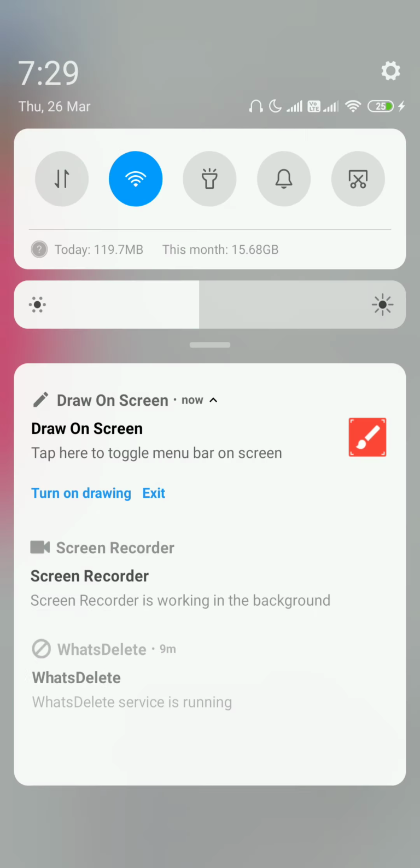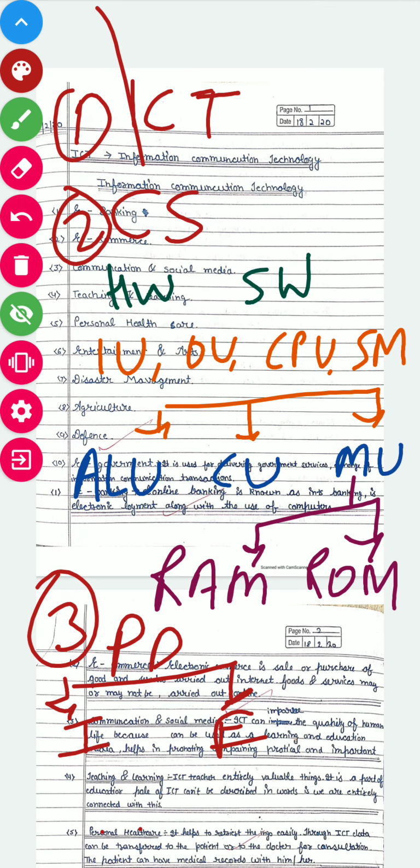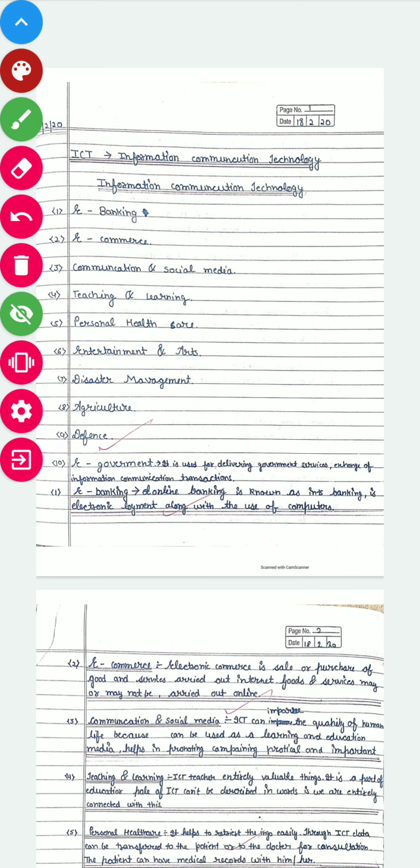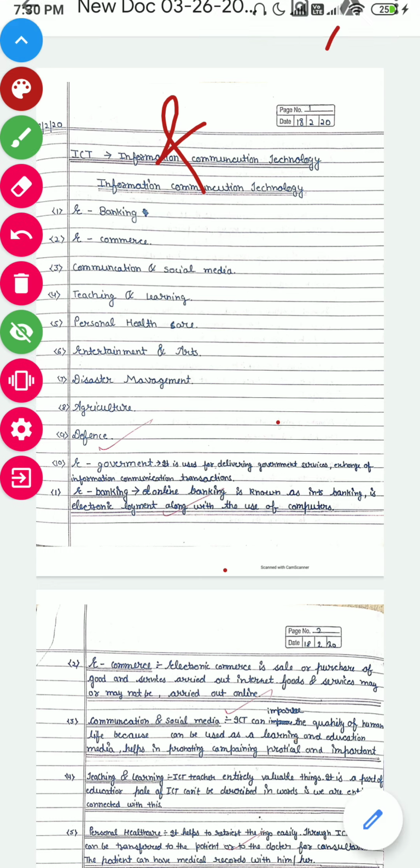So the first topic is ICT. What is ICT? ICT is information and communication technology. Where is ICT used? ICT is used in banking, e-commerce, communication, social media, teaching. In teaching we are using digital smart boards, right? Personal healthcare, entertainment, disaster management, agriculture, defense. In all the sectors we can think of, ICT is being used. We have discussed this in class in a very detailed manner, so I don't think this part needs revision anymore.